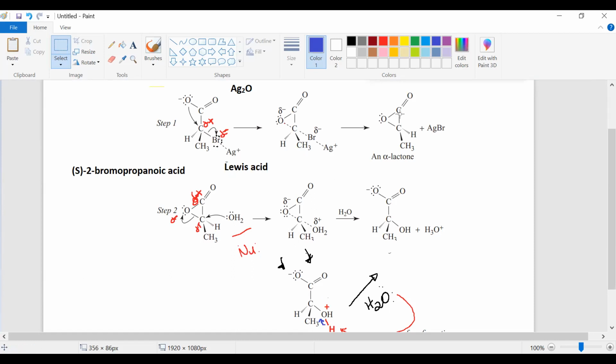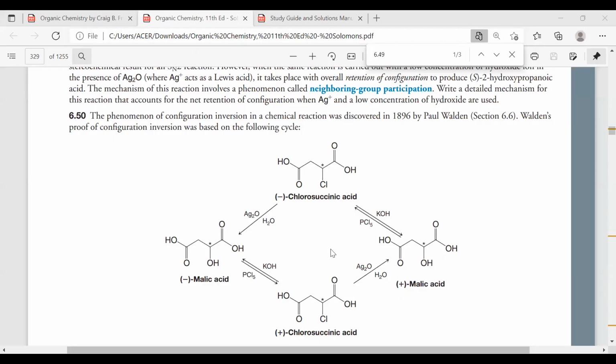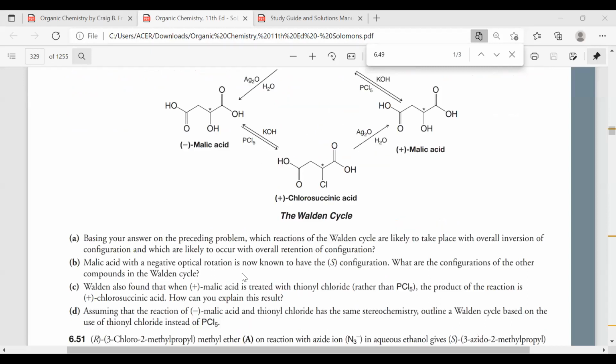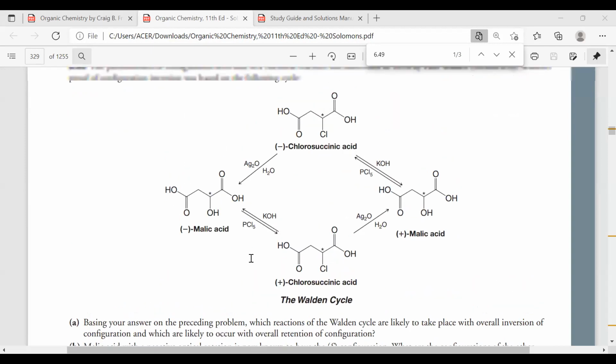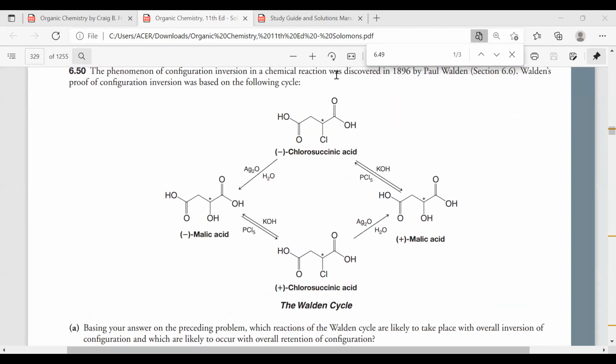Okay, now let's go to the next one. Did this answer the question? Next one is, what's the question? 6.5. The phenomenon of configuration inversion is covered. Basing your answers on the preceding, from which reaction are likely to take place with overall inversion of configuration. Who asked this? Almeda? Was it you, Almeda? Yes, ma'am.